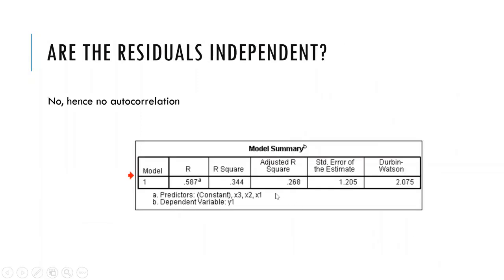All right. So another thing is, are the residuals independent? As we can see here, the Durbin-Watson statistic is fine. It's around 2. So by that, there is no autocorrelation within the various residuals.